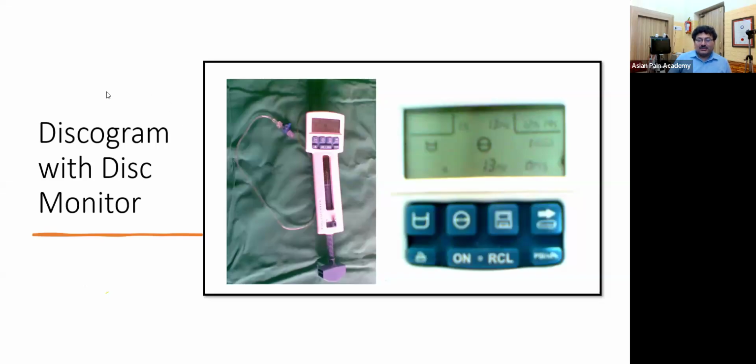And there is a machine or procedure by which we can artificially increase the pressure of the disc, and you can check whether the disc is painful or not. This is known as discography and disc monitoring, or in simple terms, provocative discography. Provocative discography helps to find out whether the discogenic pain is there or not.